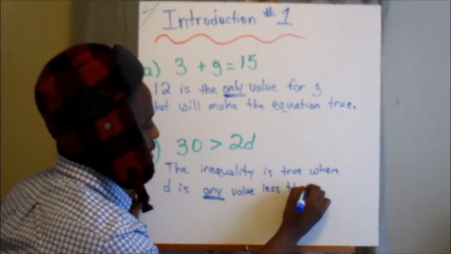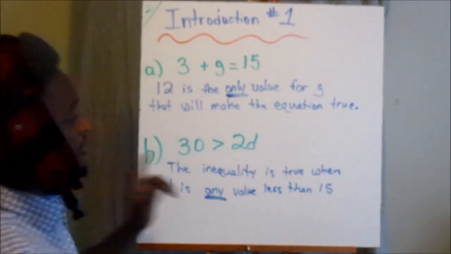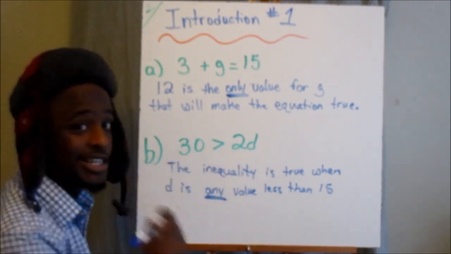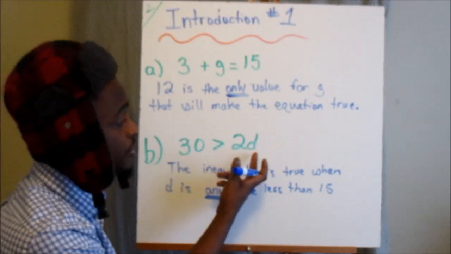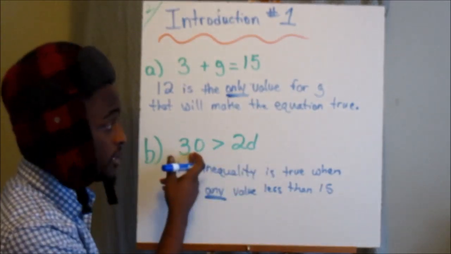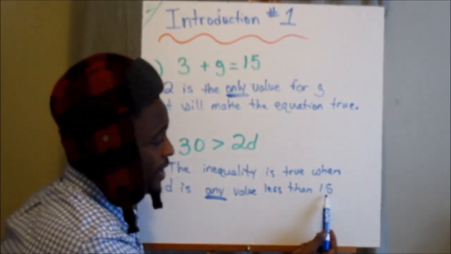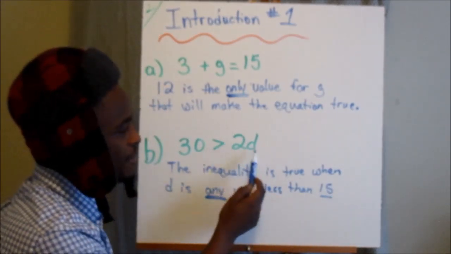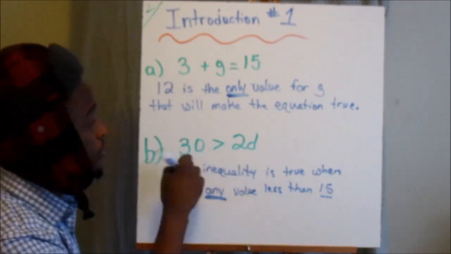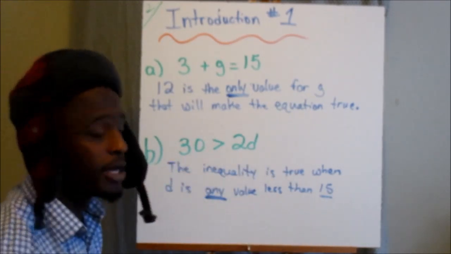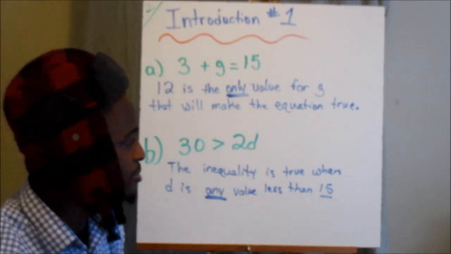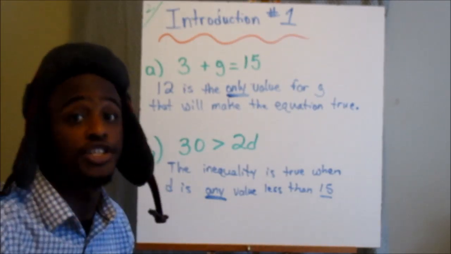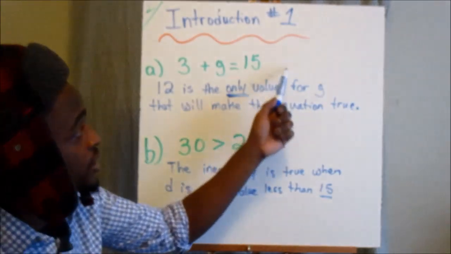If I plug in 14 here, 2 times 14 would be 28, and 28 is clearly less than 30. If I put 13 in there, 2 times 13 is 26, and 26 is less than 30. If I put a value greater than 15, let's say I substitute in 16, 2 times 16 is 32, which is not less than 30. So that wouldn't be a true statement. The only values I can substitute in for d are values less than 15. So there's more than one solution here, as opposed to equations, where I only have one solution.